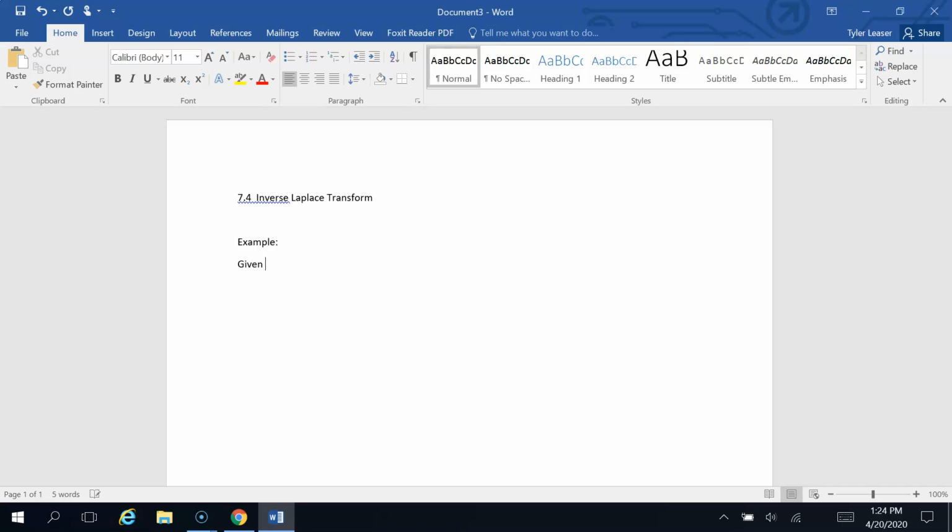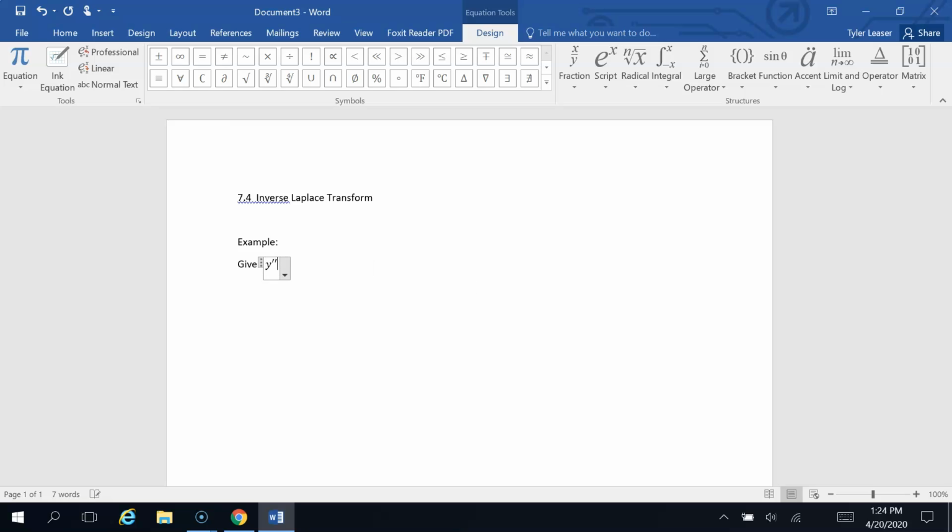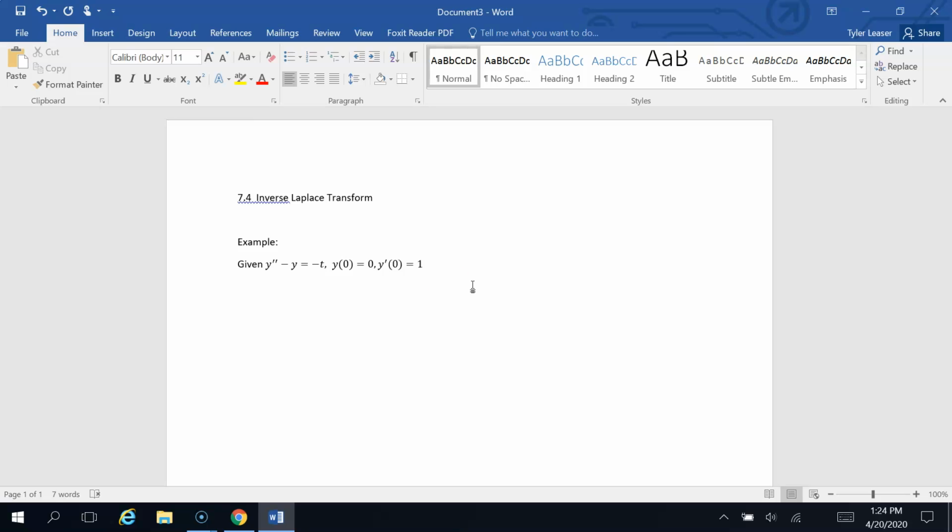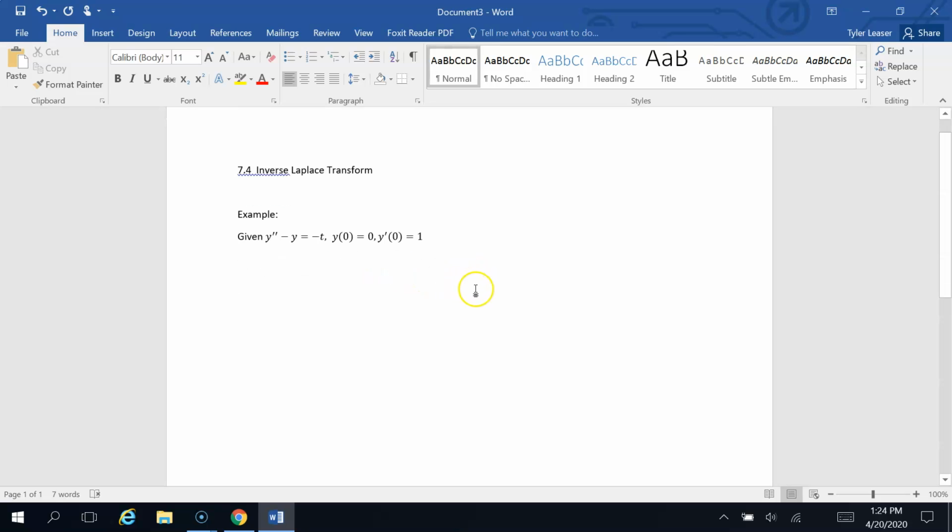So here we go. Given some differential equation y double prime minus y is equal to negative t, with initial conditions y of 0 is equal to 0, y prime at 0 is equal to 1. So we have this initial value problem and we want to solve it. We can easily solve this from the chapter 4 stuff we were doing before.